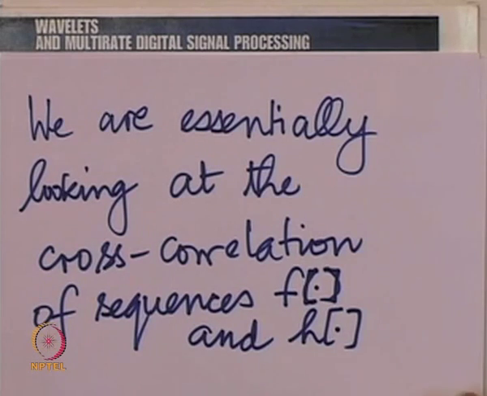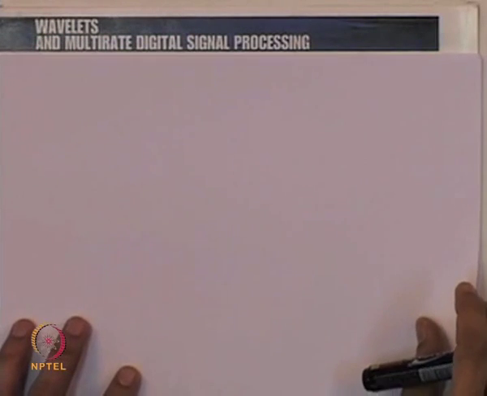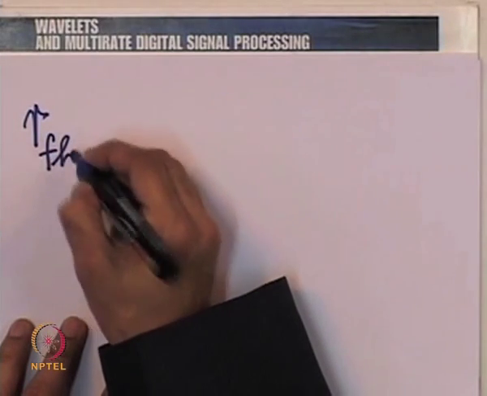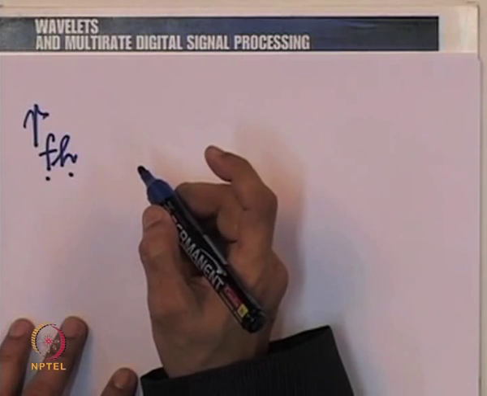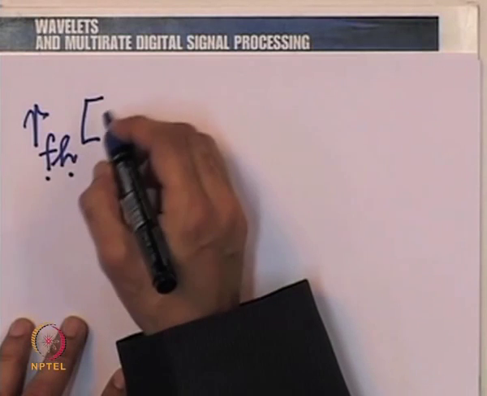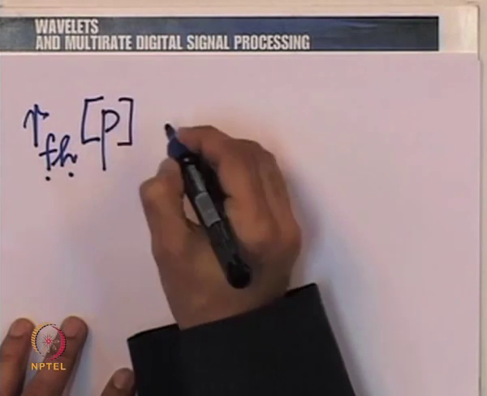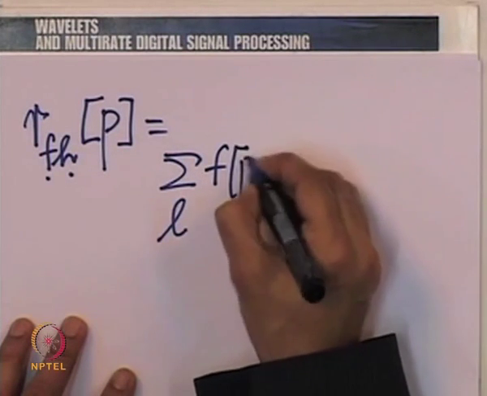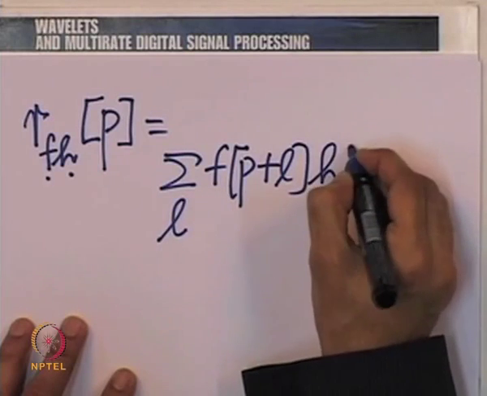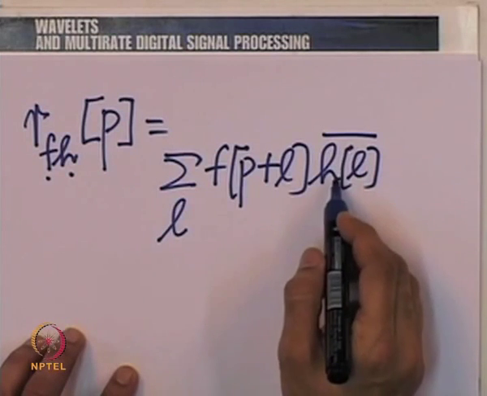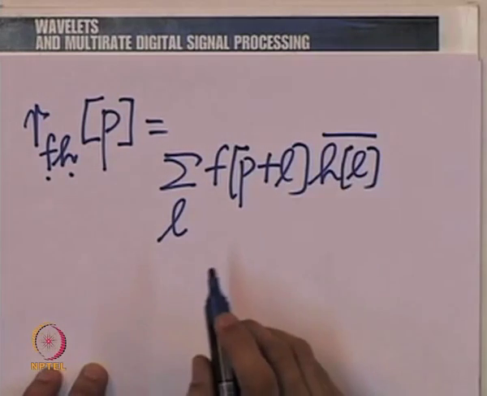And how is this cross correlation defined? Well, this cross correlation is often denoted by r_fh. This denotes the secondary arguments evaluated at a shift, let us say, of p: summation over l of f(p + l) h(l) bar. The complex conjugate is important only if we are dealing with complex responses, otherwise it is not so terribly important.